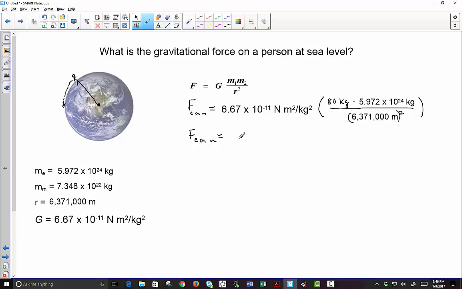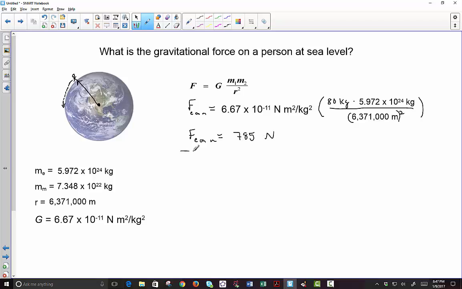And I think I already calculated this one. Yeah, so we get about 785 newtons. Much, much less than the moon. And that makes sense because my mass is much, much less than the mass of the moon. So the force is directly proportional to the masses. If you have more massive objects, you have a lot more gravitational force, but inversely proportional to the radius. If I was on the moon, then the force of the Earth on me would be much less than this.